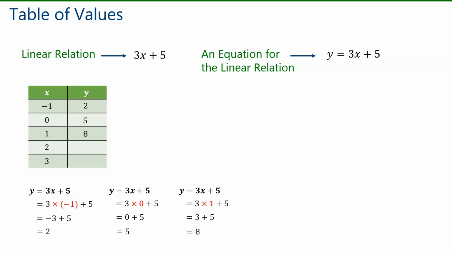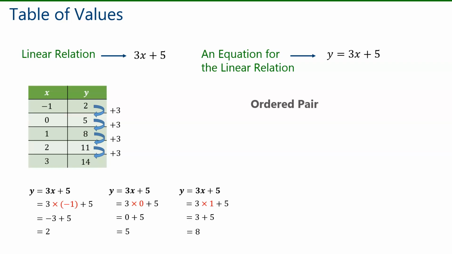Instead of evaluating all of the x values, we can use the pattern that occurs in the table to finish filling out the table. So we can see that it increases from 2 to 5, which is an increase of +3. And in the next two, it increases from 5 to 8, which is also an increase of +3. So if we add 3 onto 8, we get 11. And if we add 3 onto 11, we get 14.